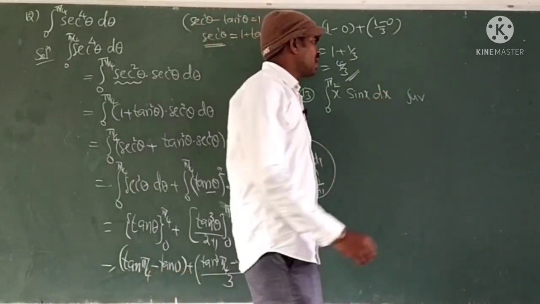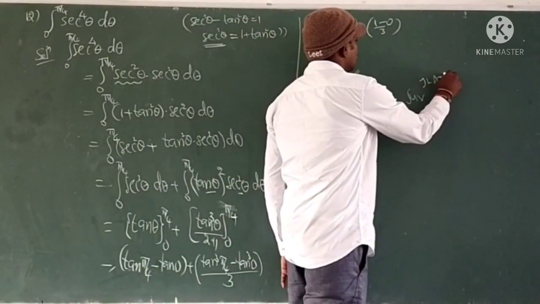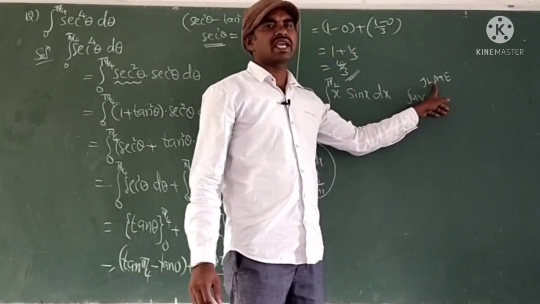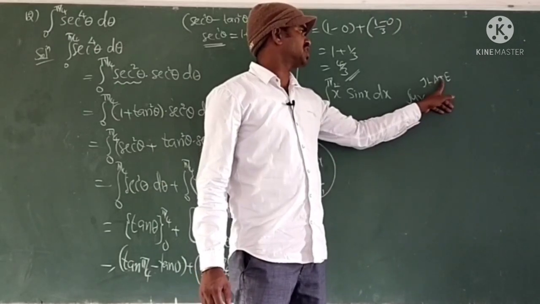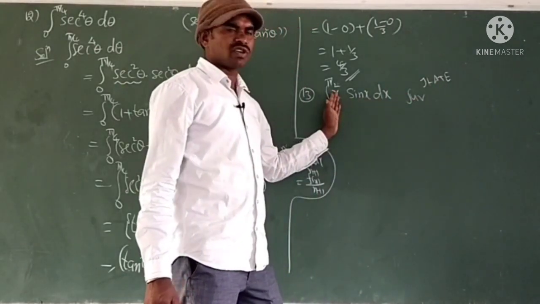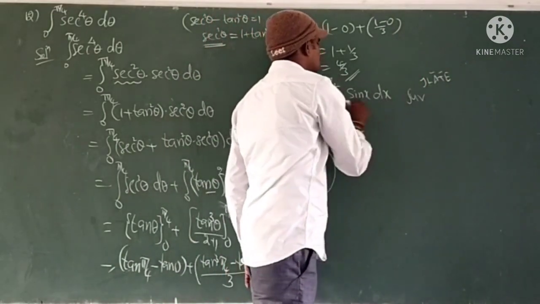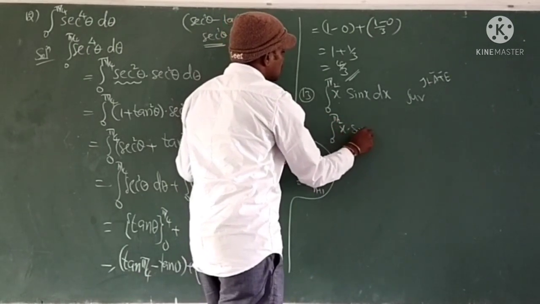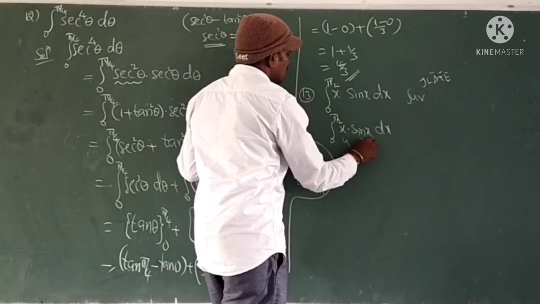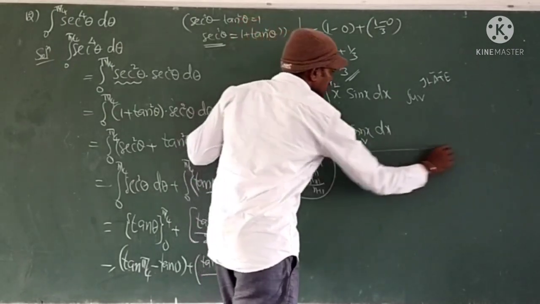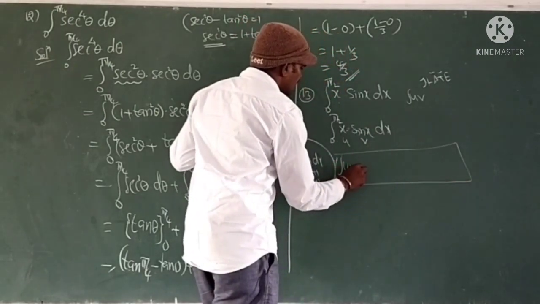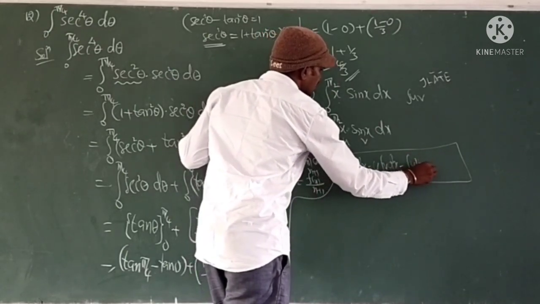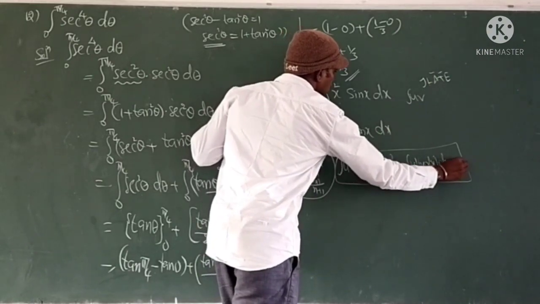According to ILATE, I means inverse, L means logarithms, A means algebraic functions like x, x square and so on, T means trigonometry. The algebraic function comes first, then trigonometry. It is in order, so no need to change. So directly we can write the integral from 0 to pi by 2 of x sin x dx, where x is u and sin x is v. What is the integration uv dx formula? Integration of uv dx is u into the integration of v dx, minus the integration of u dash into the integration of v dx, whole dx, plus constant.